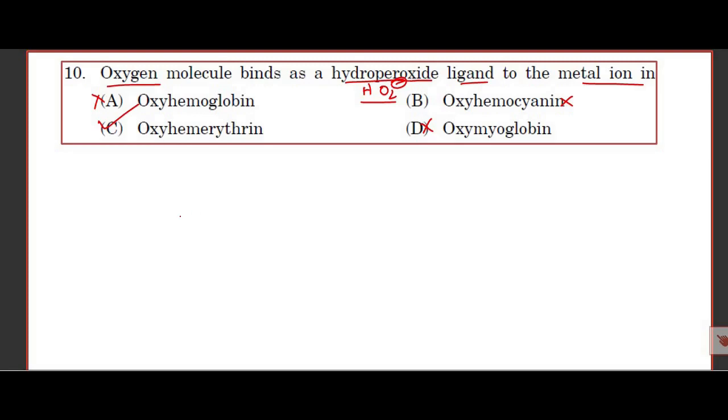We will see how it is. Here in oxyhemerythrin there are 2 irons bridged with the cysteine, which has 3 cysteine bonds.